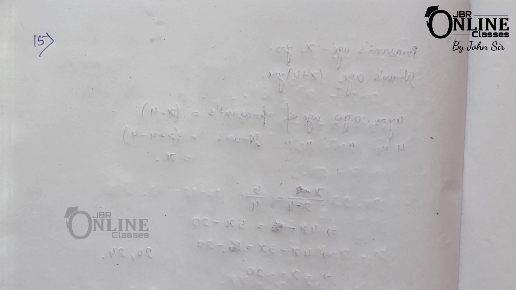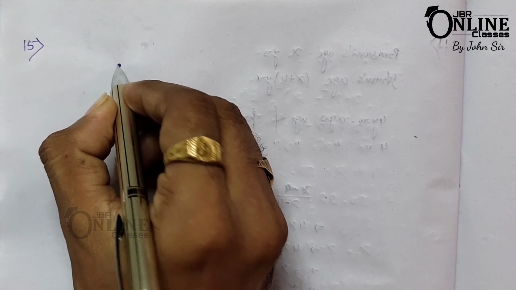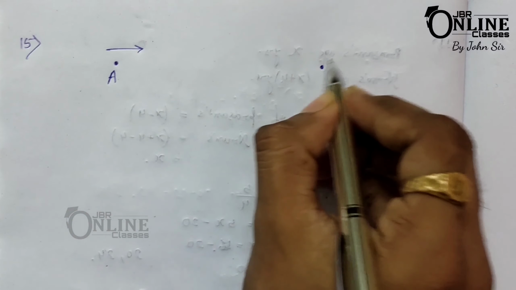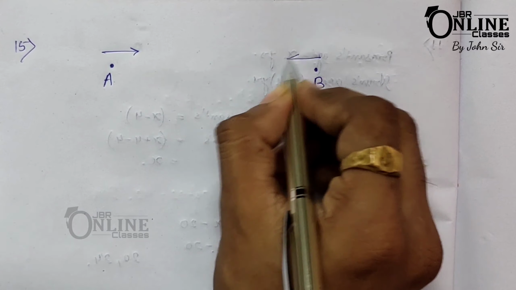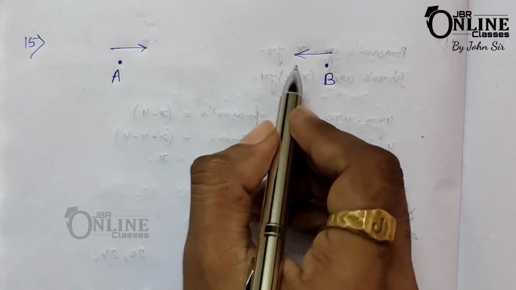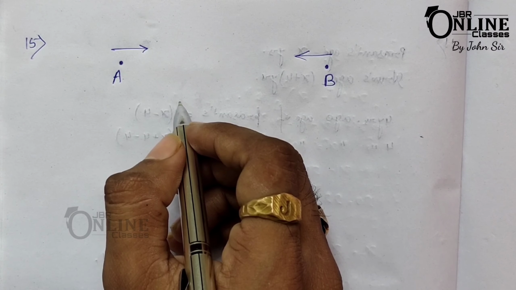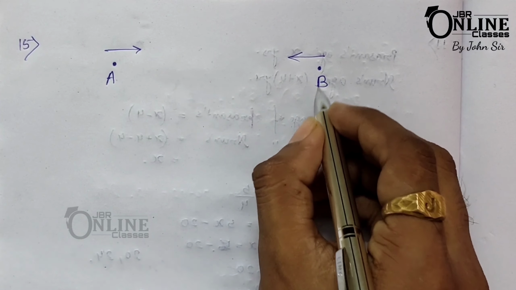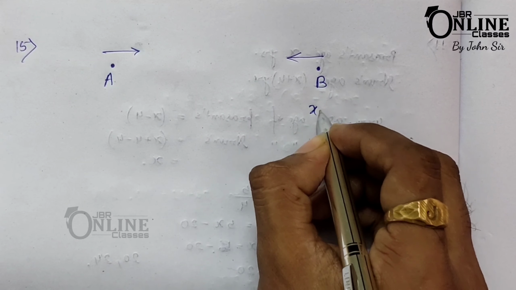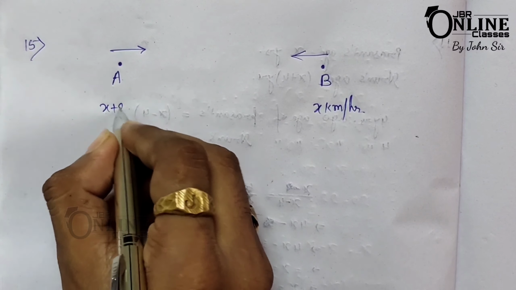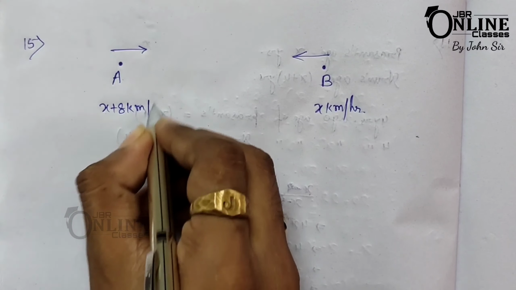So here sum number 50. Two cars A and B leave Mumbai at the same time, traveling in opposite directions. That means here the position of A and here the position of B. A moves from that side to this one, and B moves from that side to the opposite, so they move in opposite directions. Now the average speed of car A is 8 km more than B. So if the average speed of car B equals x km per hour, then the average speed of car A equals x plus 8 km per hour.